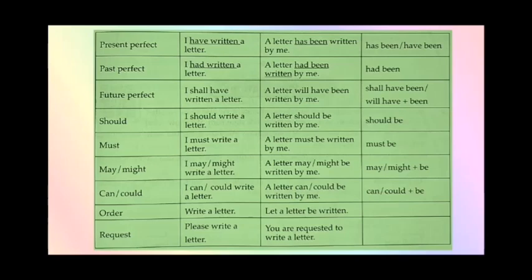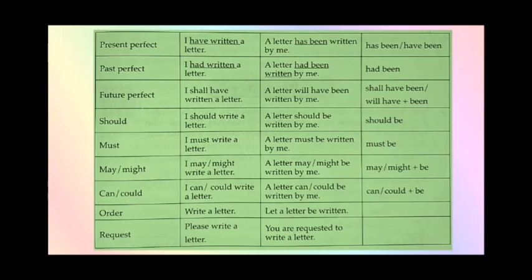Next is present perfect. I have written a letter in active voice. In the passive voice we have: a letter has been written by me. And this is the auxiliary verb, that is has been or have been.